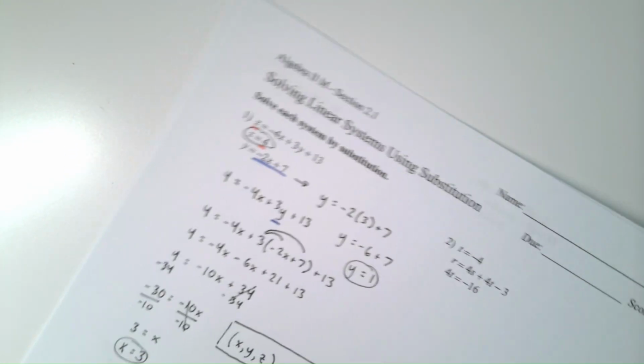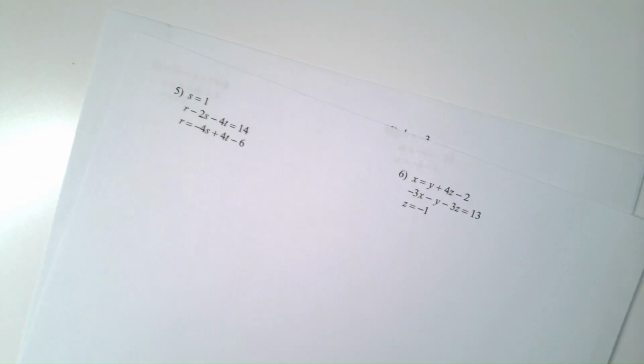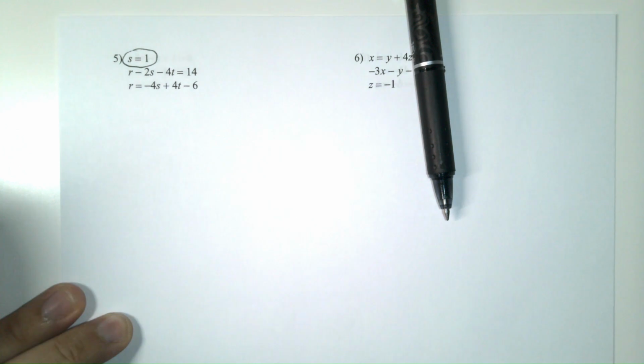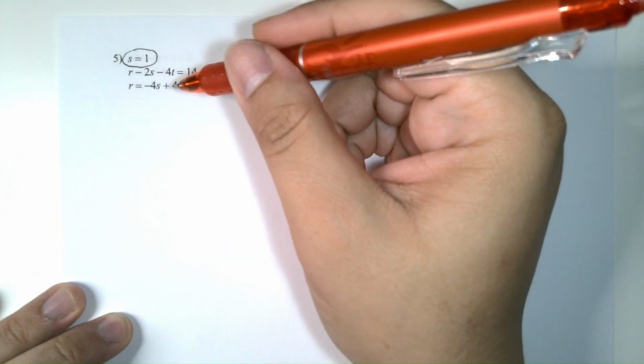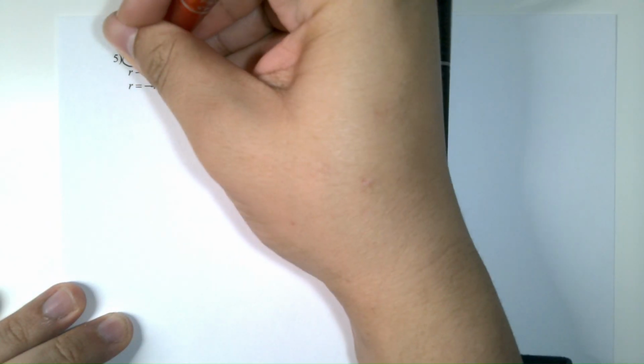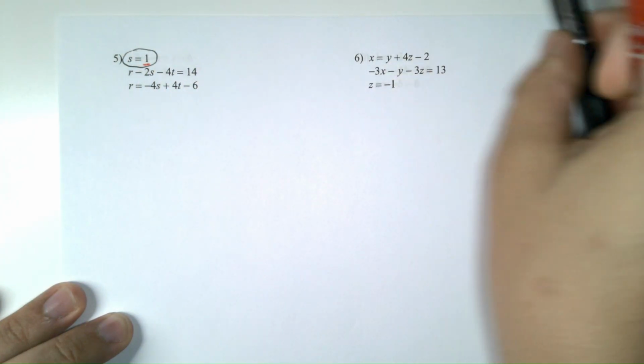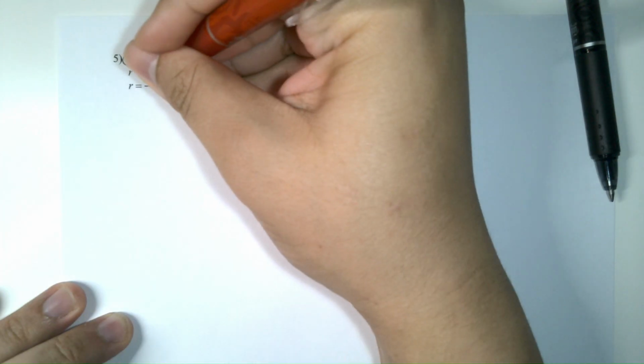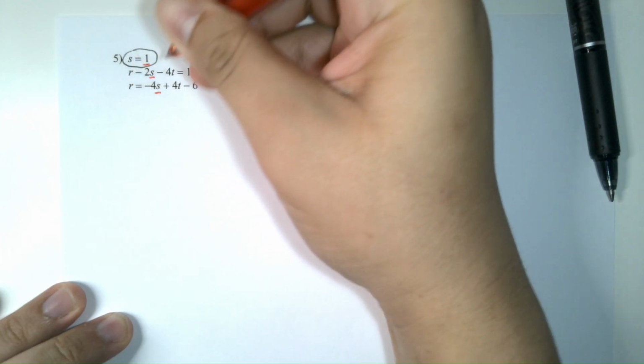If we go on to the next one, number 5, we still have it easy where we still have one of our variables already given to us. So we already know that s is equal to 1, but now we have to use this information to find what r and t are equal to. So if I know that s is equal to 1, that's cool. I'm going to take that 1 and substitute it into both of the other equations.